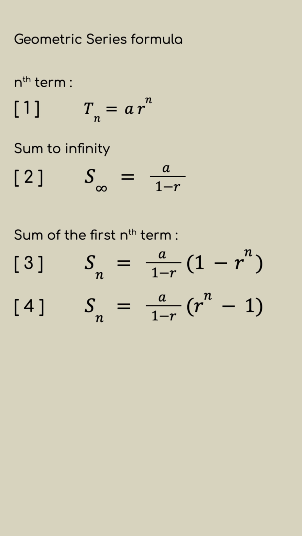These are the sum formulas of geometric series. We are going to use formula number 1 and 2 to solve this question. Formula number 1 is used to find the value of term number n in a geometric series. Formula number 2 is used to find the sum to infinity of the geometric series.